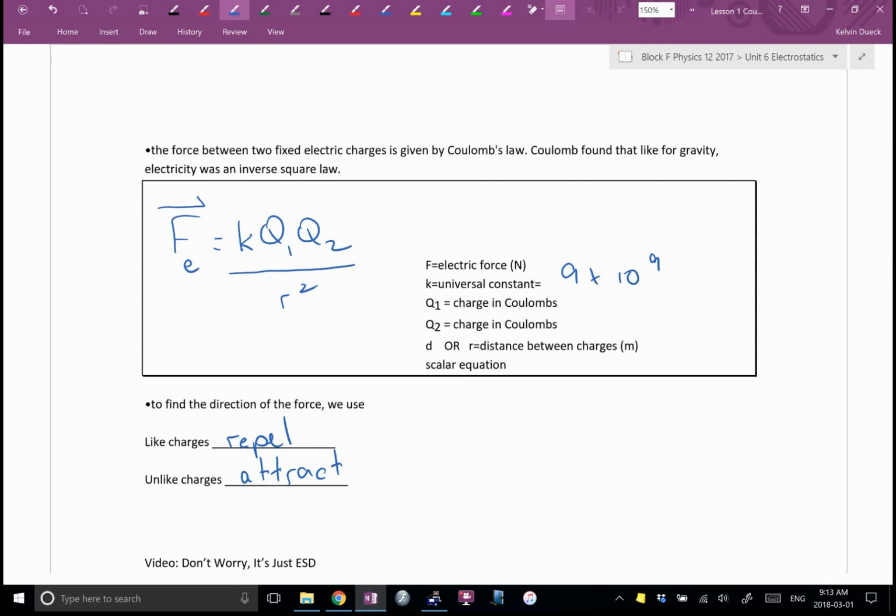Absolute value. We have charges that are negative and positive. You're not going to put a negative or a positive sign into the actual equation. Your force will be positive. The negative and the positive tell you the direction. If they're unlike charges, they attract. If they're like charges, they repel. So don't put pluses and minuses into the equations. We decide the direction based on the signs.